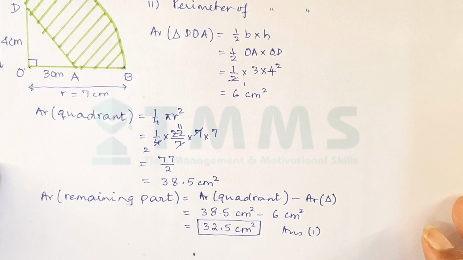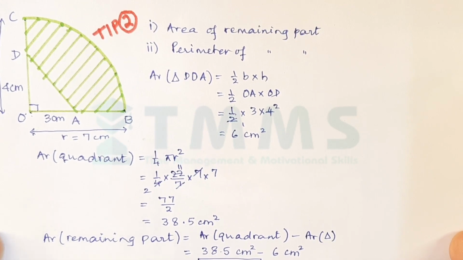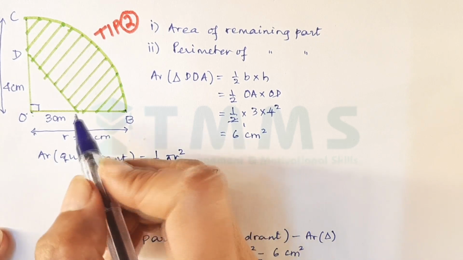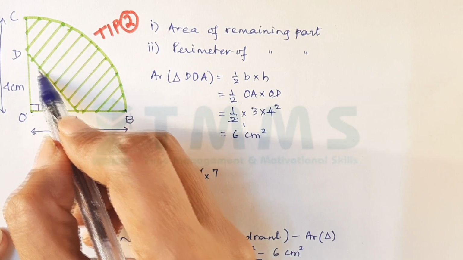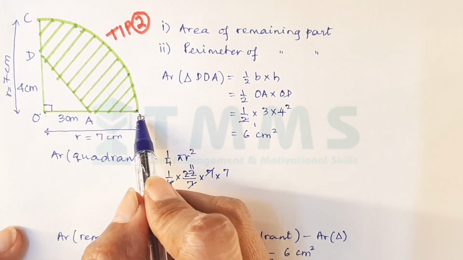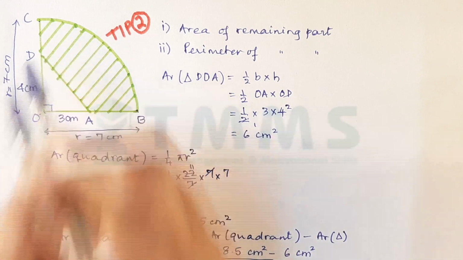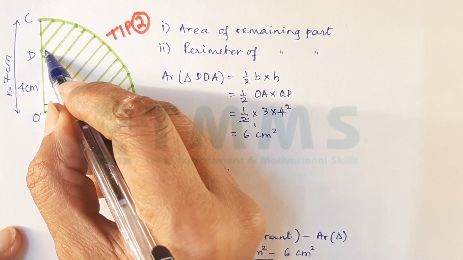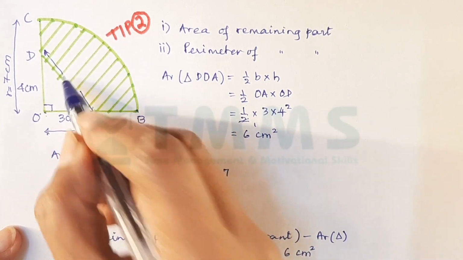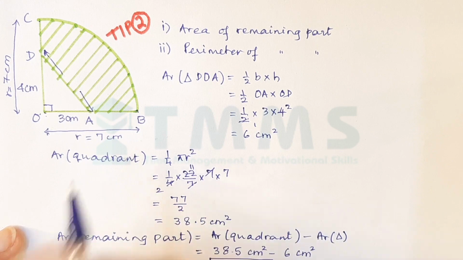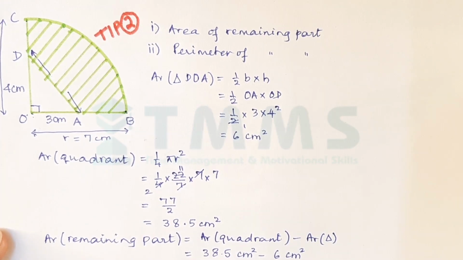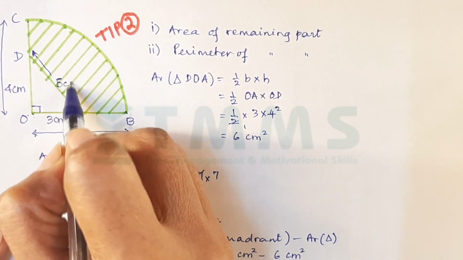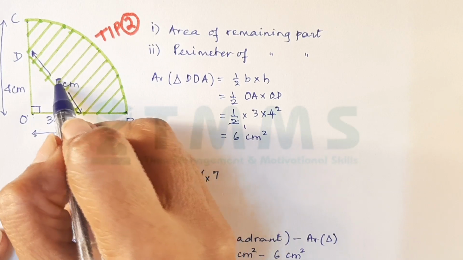Now let us come to the second part. The second part talks about finding the perimeter of the remaining part. Now look very carefully. The remaining part is DA plus AB plus the arc BC plus DC. So to begin with, we will have to find out this part from here to here. How will we find this? Using Pythagoras theorem. Do we know Pythagoras theorem? Right. So use the Pythagoras theorem. You know how much is going to be? It's going to be 5 centimeters, right? So we are writing here 5.